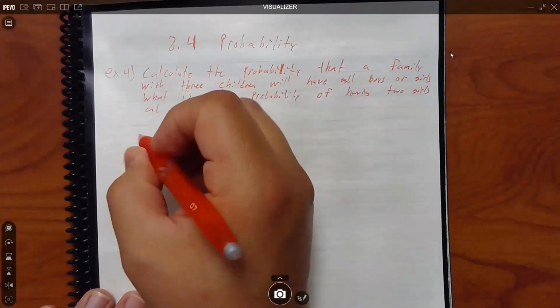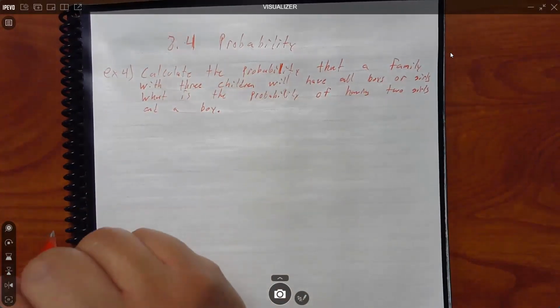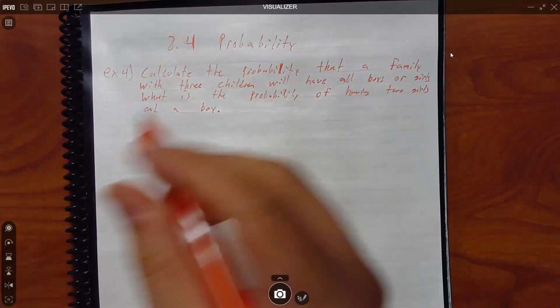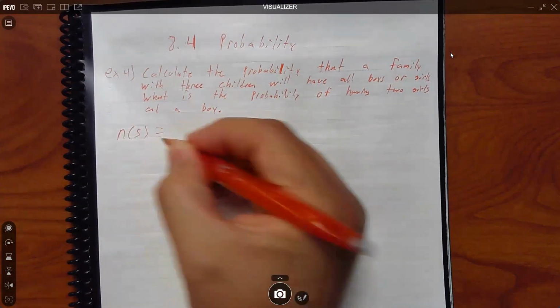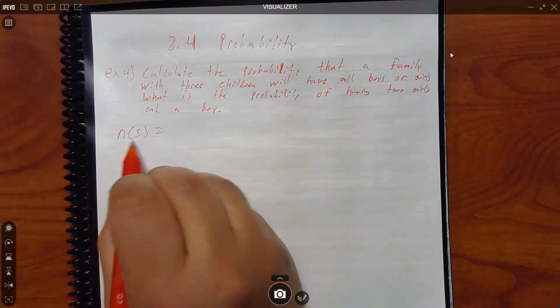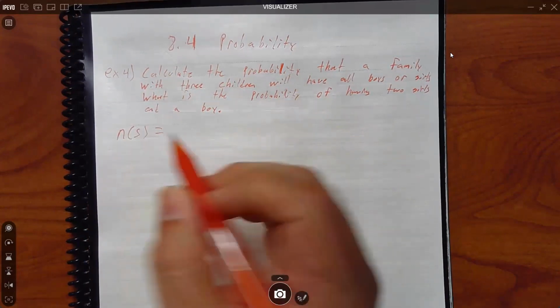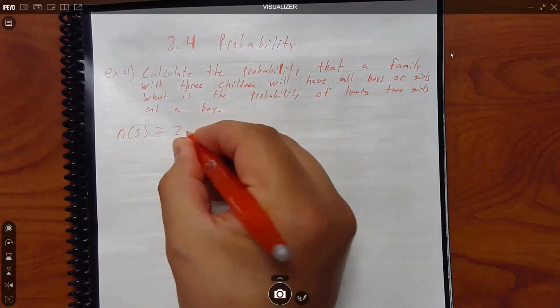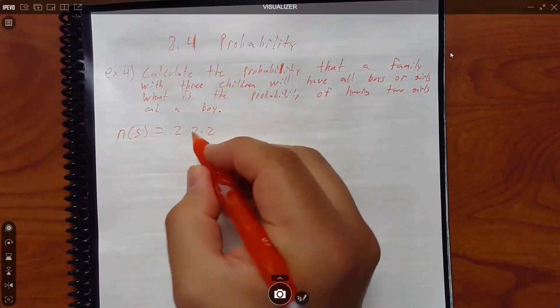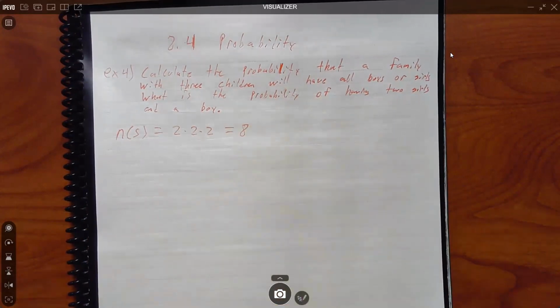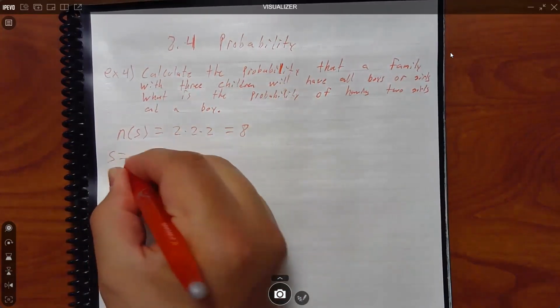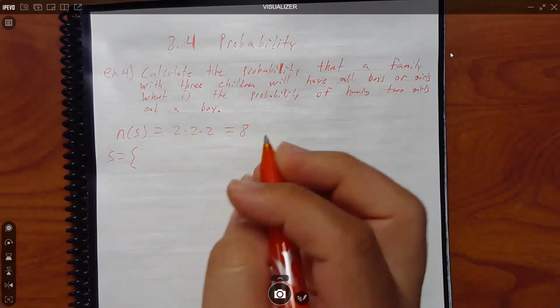So the total possible outcomes in this scenario, the number of elements in S, meaning every possible outcome. N of S means the number in that set, the total elements. It's going to be 2 times 2 times 2. So first kid, second, third kid. 8 outcomes. Okay. Now, we can list them all and say S would be equal to, we can go the long way and figure it out.